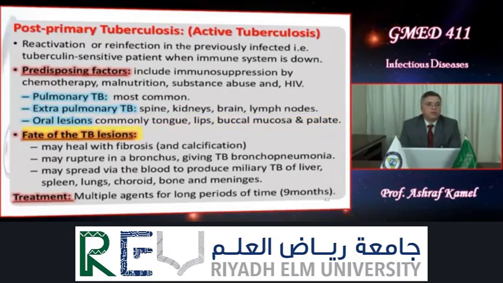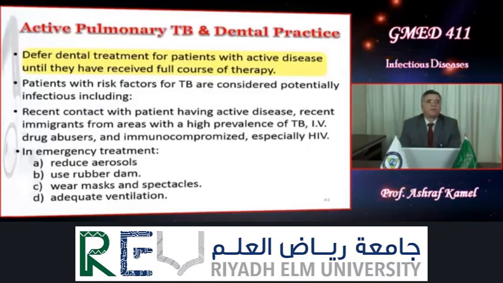The fate of tuberculous lesions. They may heal with fibrosis and calcification. They may rupture into bronchus, giving tuberculous bronchopneumonia. They may spread via the blood to produce miliary TB of the liver, spleen, lungs, choroid, bone, and meninges. Treatment is by using multiple antibiotics for long periods of time, at least 9 months.